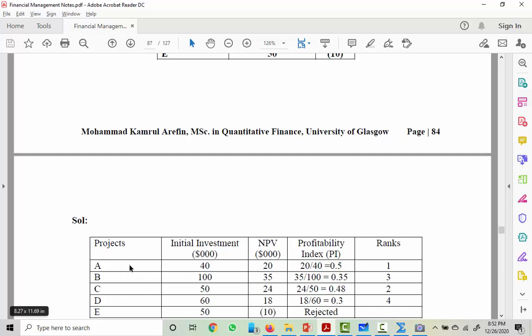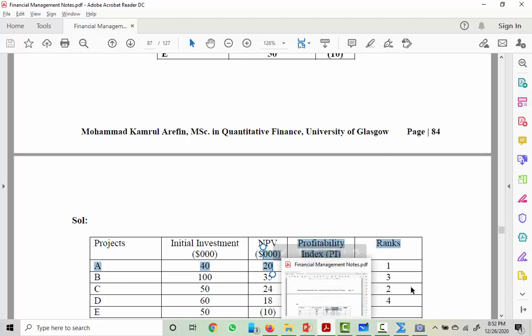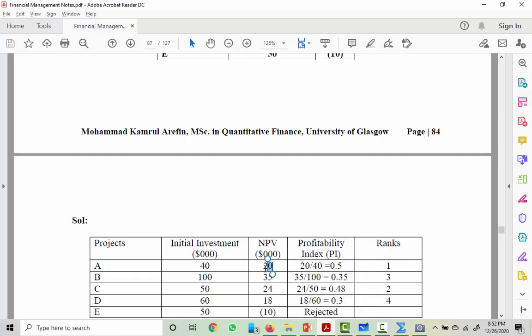As you can see here, project A needs $40,000 initial investment, and it will give us $20,000 NPV, right? So the profitability index is 20 divided by 40, which means 0.5. Project B will give us $35,000 NPV from $100,000 investment. So the profitability index is 35 divided by 100, which is 0.35, right?